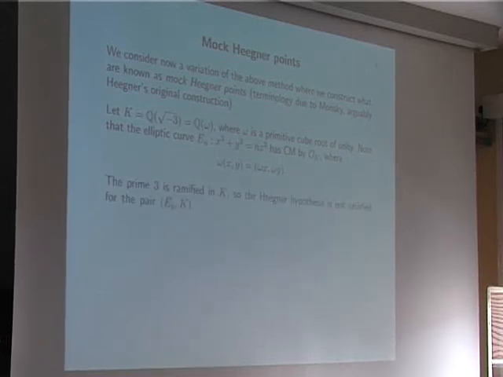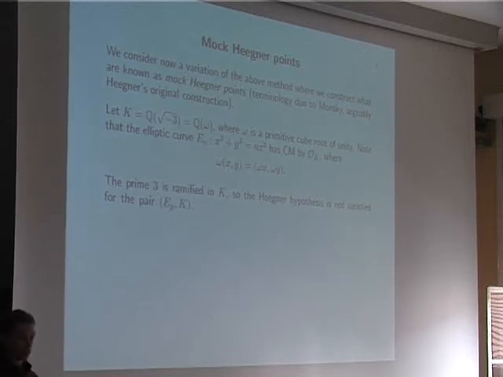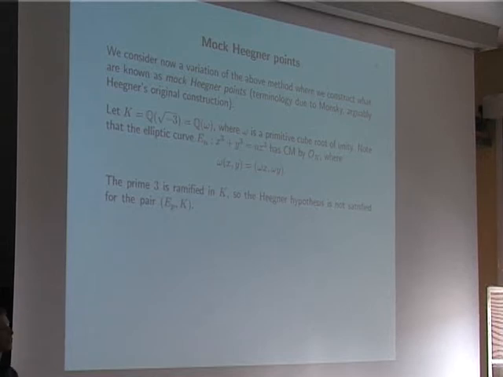And here, okay, so the prime 3 is ramified in K. So that means the Heegner hypothesis is not satisfied. Okay, so 3 is not split in K. It's ramified. So that means we do not have a Gross-Zagier theorem, at least as it's been stated so far.